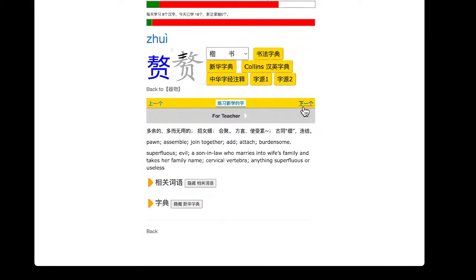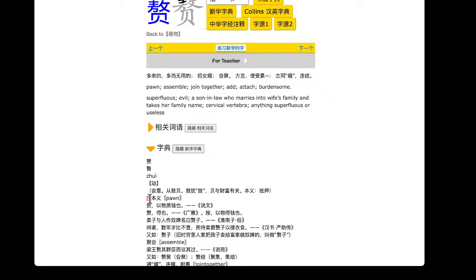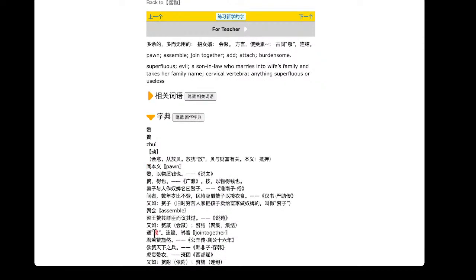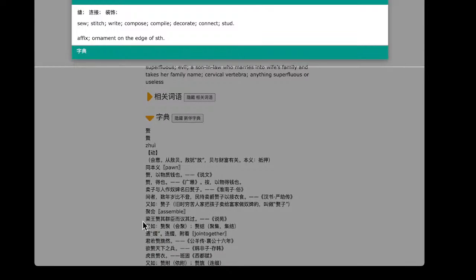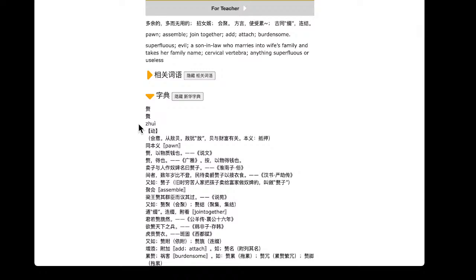Next up, 坠. Originally this referred to pawn, like you pawn off some belonging, some property for money. Then it also came to mean to assemble, meaning join together. This is actually based off this other character that sounds the same. It's also 坠, but it looks different. But then they just started using this one for that, and then it came to mean the same thing.